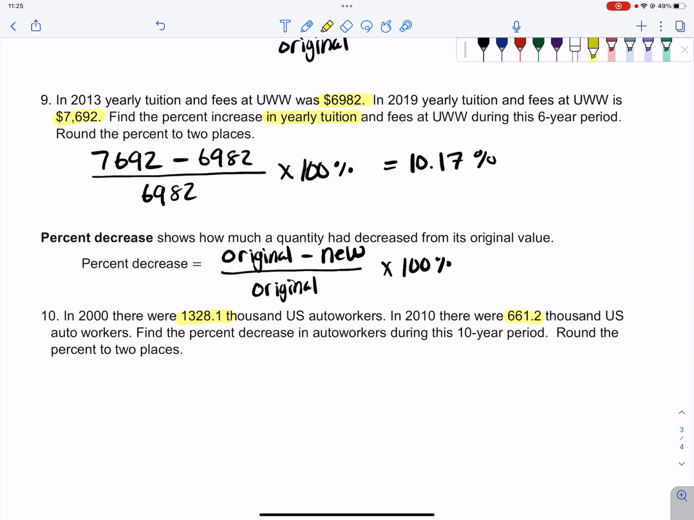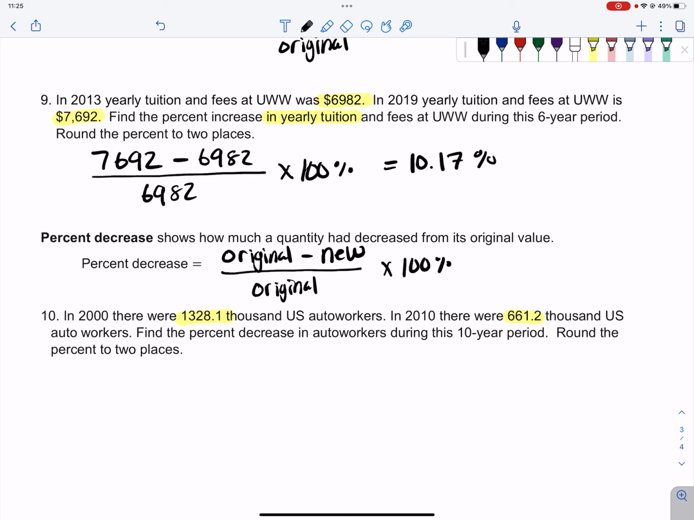With this one, these values are given in terms of thousands. Since both of them are in that unit of thousands, we can ignore that because that would then cancel out if we were to actually figure out how many workers this would be for each of these. So we can just use the 1328.1 and the 661.2 values.